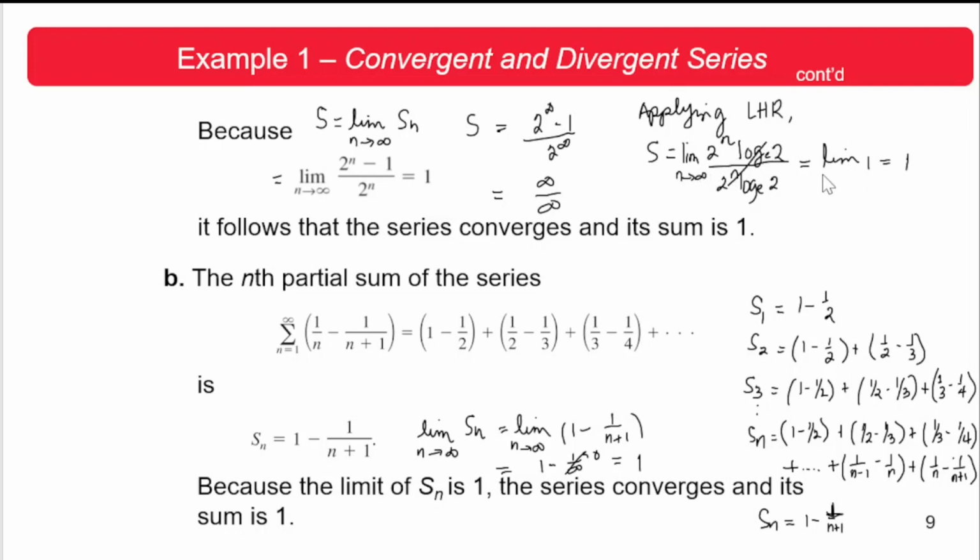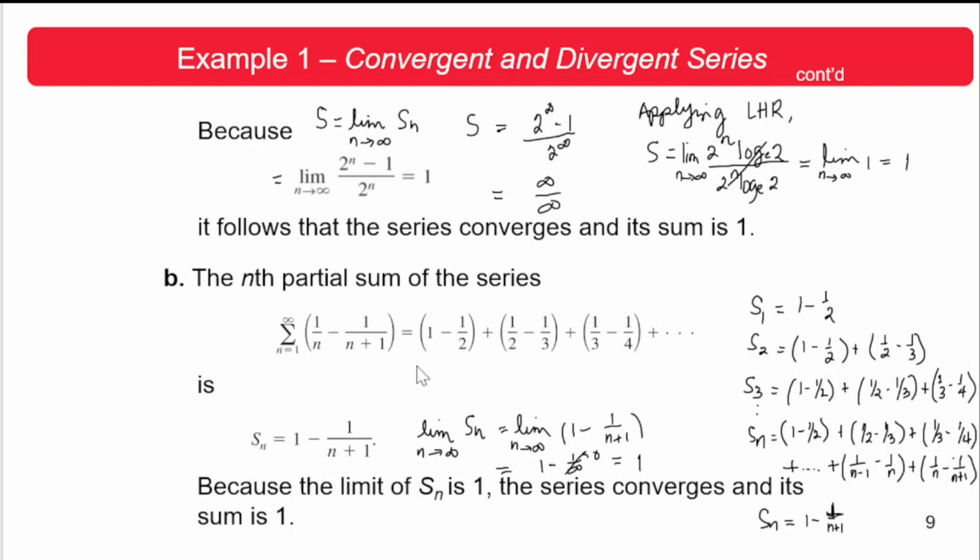And the limit of any constant is always equal to the constant c. So in this case, the limit of 1 as n approaches infinity is equal to 1, which indicates that the series converges and its sum is equal to 1.